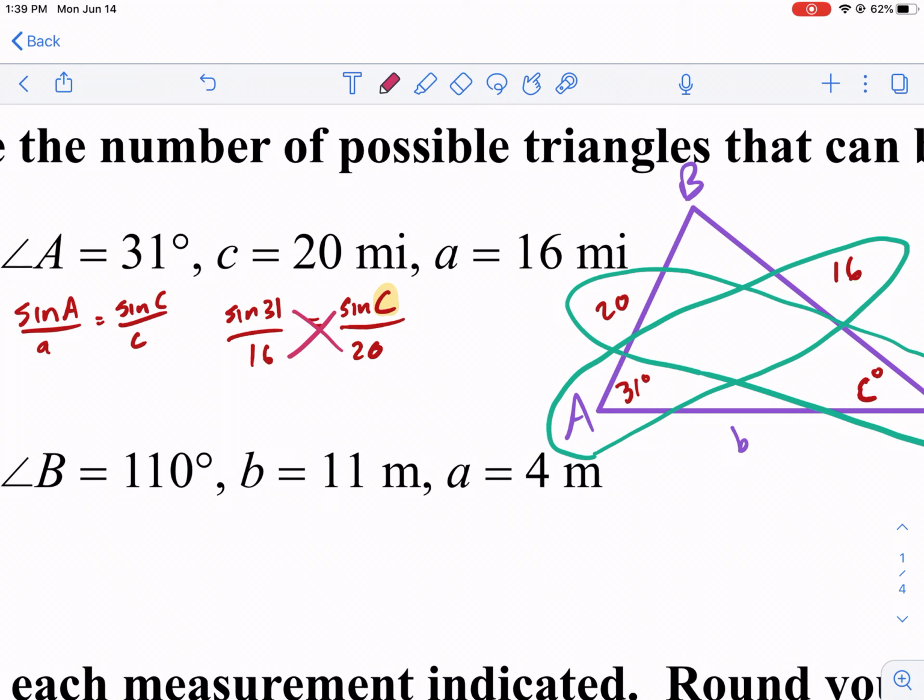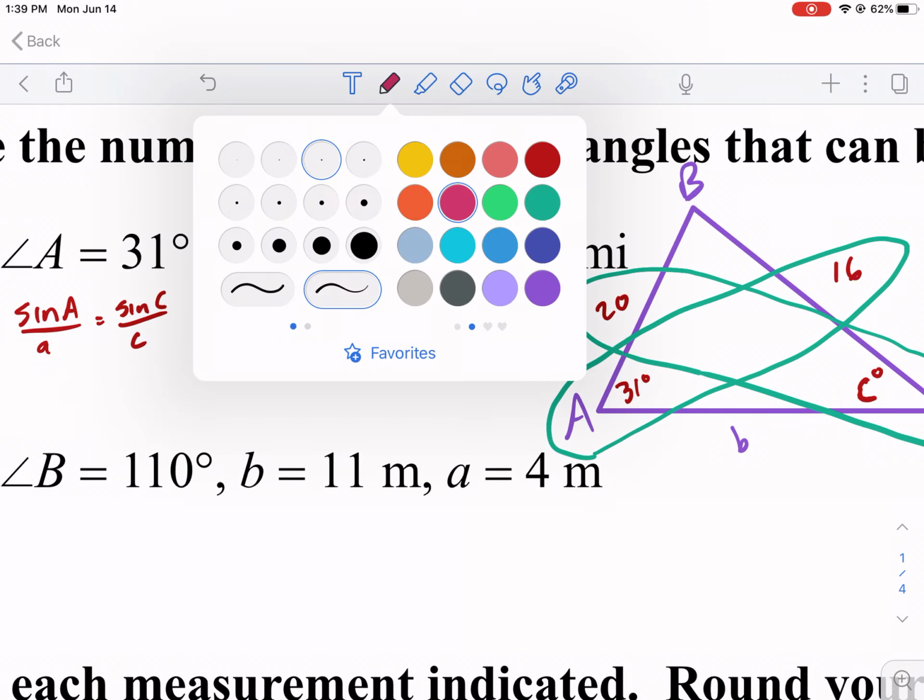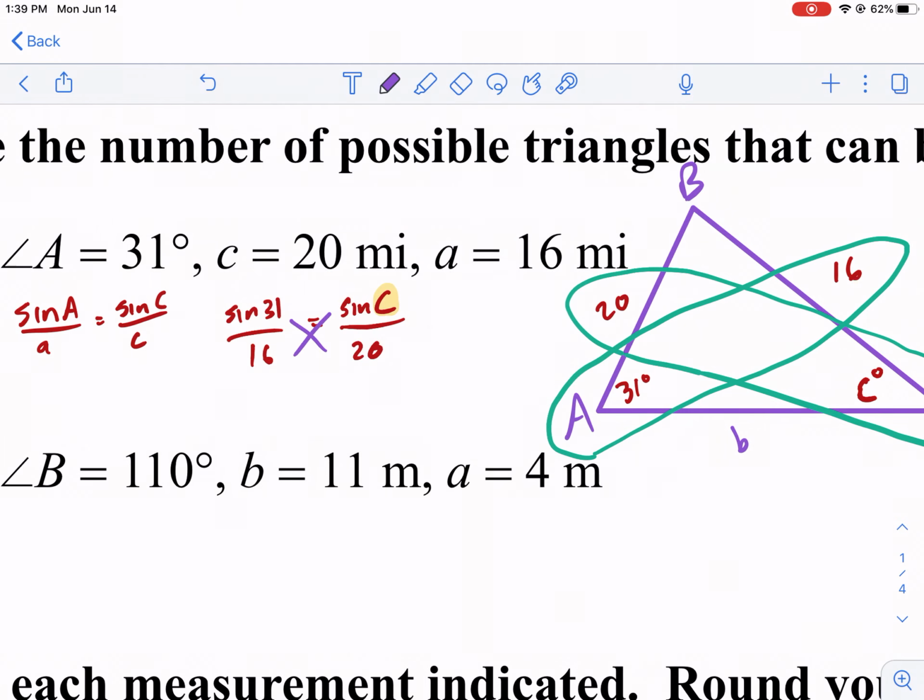So we're going to cross multiply here. Let's use a different color, sticks out a little bit more. Purple. And we get 16 sine of C, okay, again, there's our unknown, and that's equal to 20 times sine of 31. I'm going to leave it like this until I'm all done. So now I'm going to divide both sides by 16.